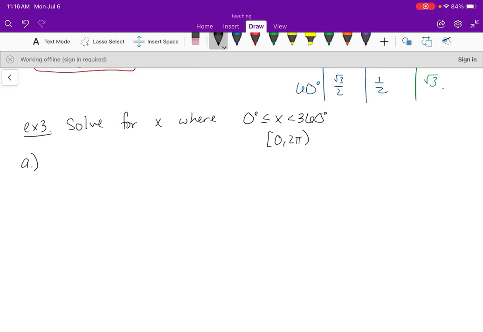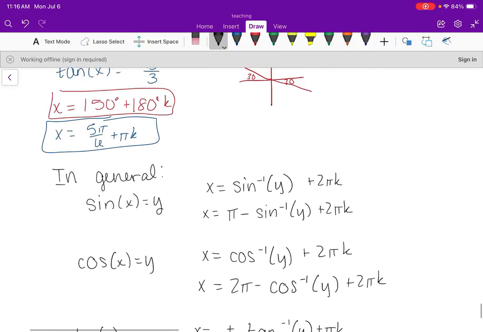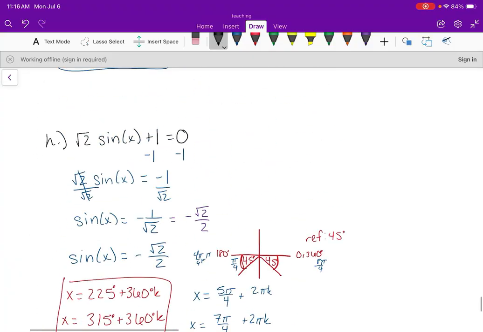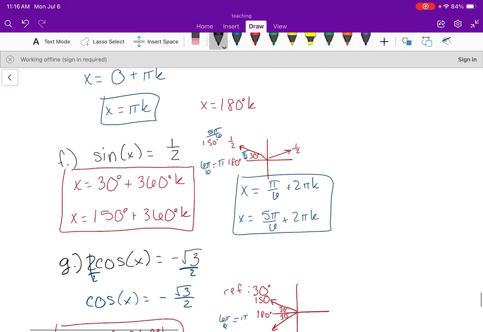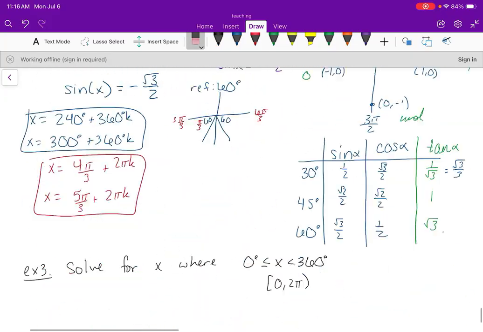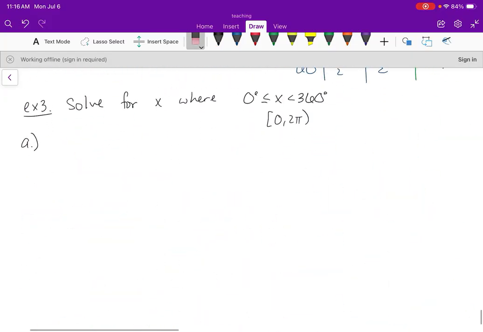So let's see some of these. To be honest with you, there's only so many of these we can really do. Let's see, what have I done already? I've already done a sine 1/2. Let's do one where it's sine negative 1/2. So if I do 10 sine x plus 5 equals 0.